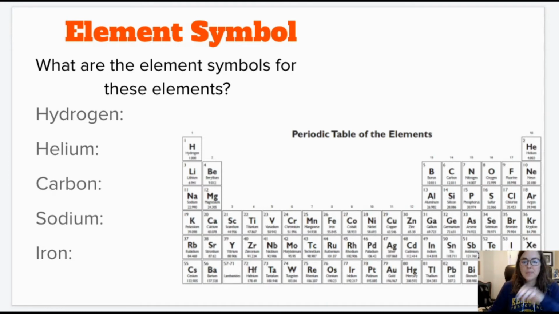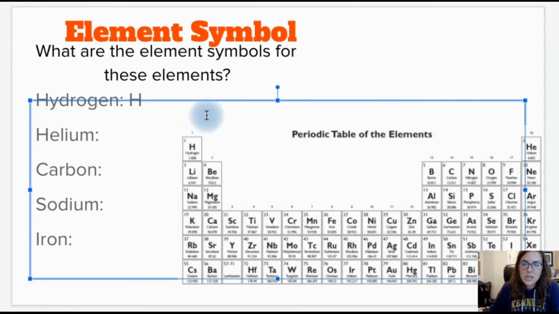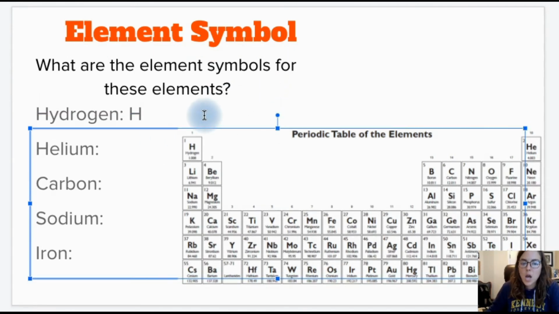Well, let's find them. Okay, hydrogen. We're looking for hydrogen. Oh, there it is. Hydrogen is an H. All right, what about helium? Oh, there. Helium is He. All right, pause this and go ahead and try to find carbon for me. All right, hope you found it. Carbon is a C.